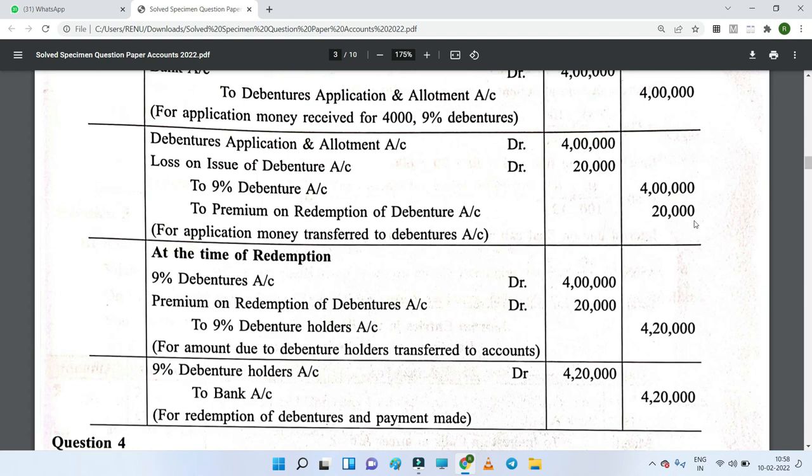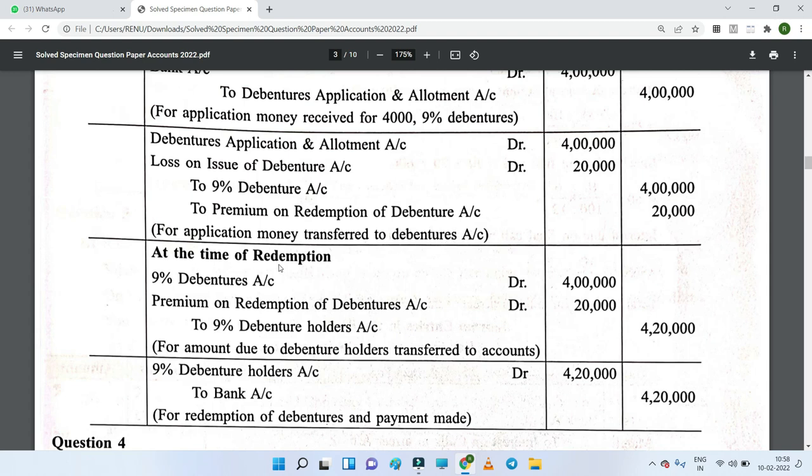And as has been known from the beginning, loss on issue of debenture is a loss for the company, as companies suffer loss while redeeming at a premium. So that will also be shown as loss on issue of debenture, which will be debited, because all losses should be debited. So 20,000 loss on issue of debenture will be debited. This is the entry for transfer of application money.